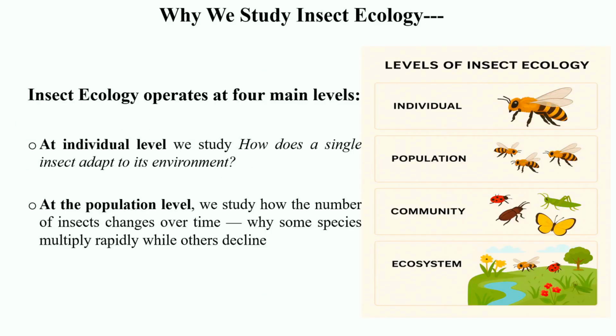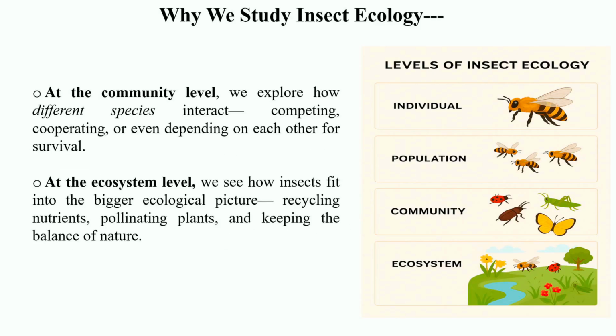Insect ecology operates at four main levels. At an individual level, we study how a single insect adapts to its environment. At the population level, we study how the number of insects changes over time, why some species multiply rapidly while others decline. At the community level, we explore how different species interact, competing, cooperating, or even depending on each other for survival. At the ecosystem level, we see how insects fit into the bigger ecological picture, recycling nutrients, pollinating plants, and keeping the balance of nature.